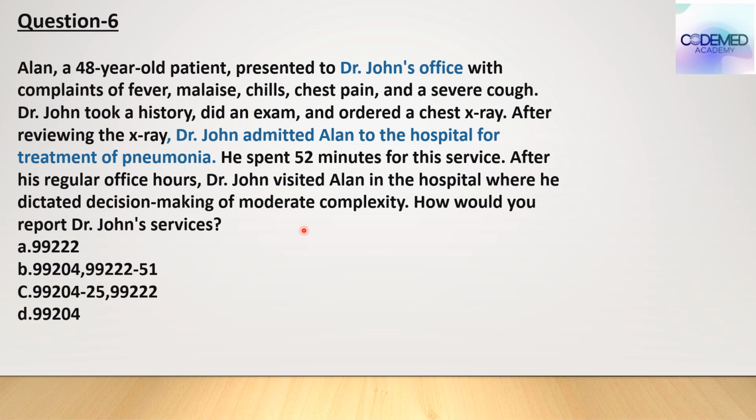So let us take our data from the given encounter. What has happened is the patient has gone to Dr. John's office and then he was admitted to the hospital. So the place of service was office and hospital, and when we have this kind of scenario, we will always require two codes. That will eliminate options A and D, and between B and C, we will have to zero down our answer. So let us see what our answer is.